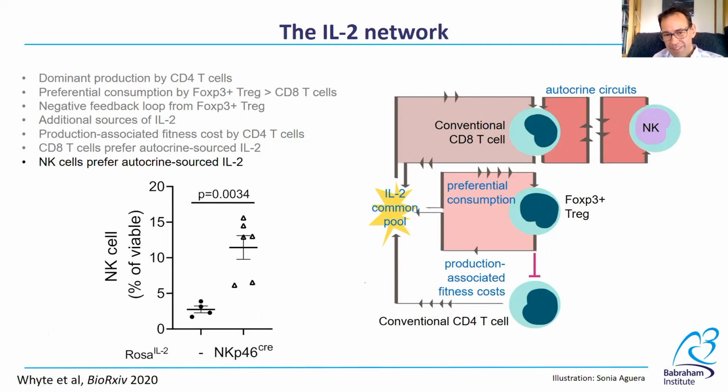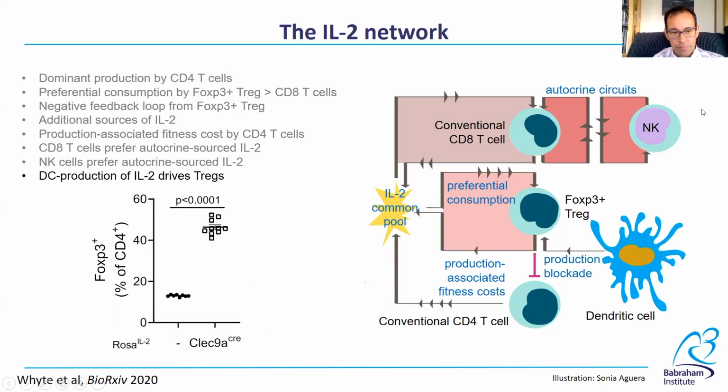Just to touch on a couple of very short stories, one panel each. We were then crossing the Rosa IL-2 Cre on a Rosa IL-2 mouse onto an NK Cre, NKp46 Cre, which is now activating IL-2 in NK cells. And when we get NK cells to make their own IL-2, the only phenotype we see is that the NK cells are massively expanded. So this is very similar to the CD8 story, where the NK cells really like an autocrine circuit. Rather than feeding into the common pool and feeding Tregs, they feed themselves when they produce IL-2.